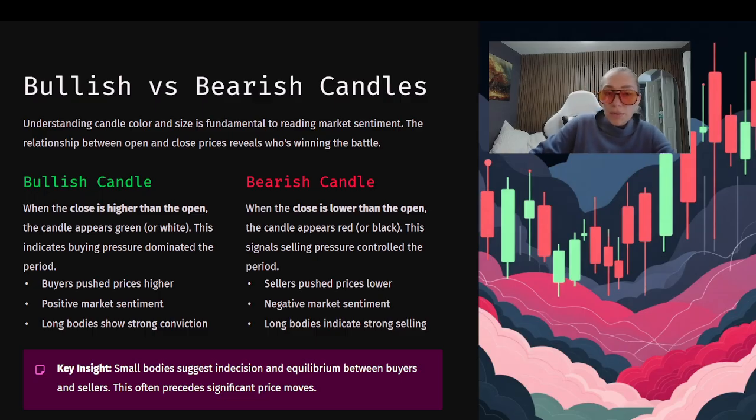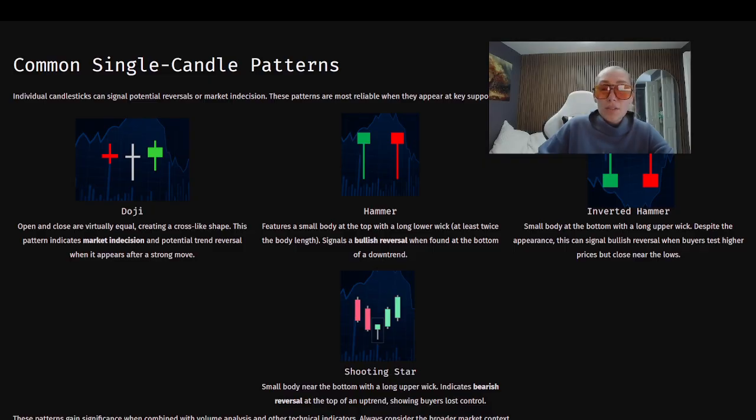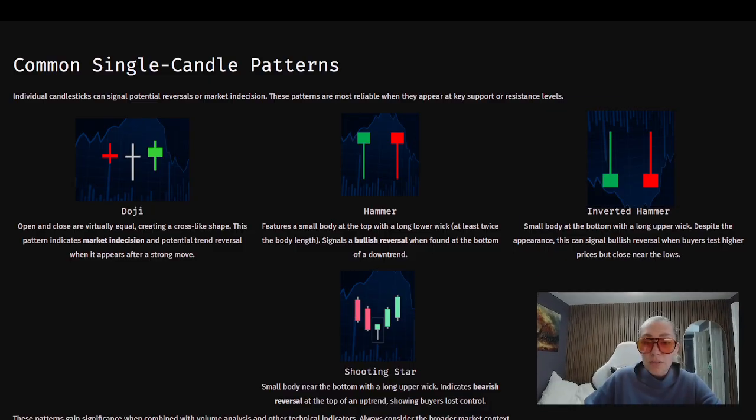Now there's a couple of common candles that you have. You don't really need to memorize the names of these, but you do want to just be on the lookout for them. The first one over here on the left is called a doji candle.